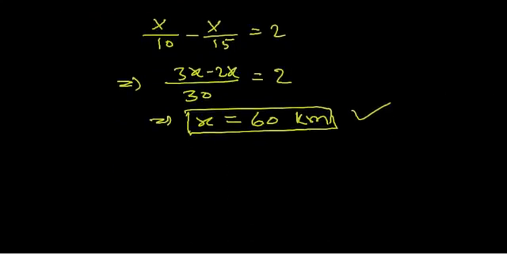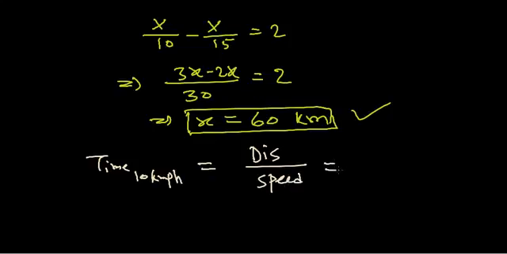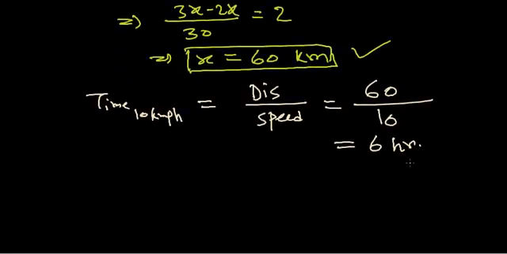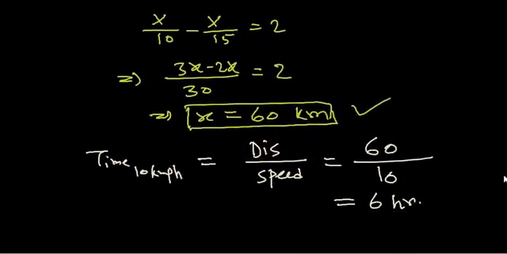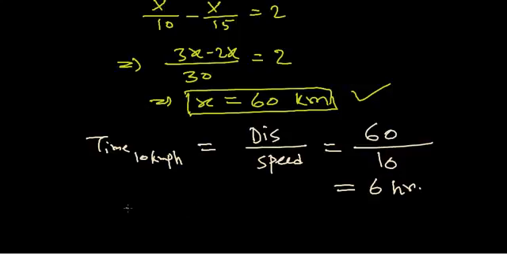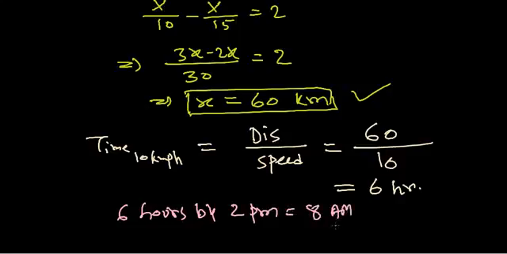Now that we know this, we can get the time taken. We can easily calculate the time taken if we use 10 kmph, which is distance over speed. The distance is 60 km and the speed is 10 kmph, so 60 by 10 is 6. The time taken will be 6 hours. So Robert started the journey 6 hours before 2 p.m. Now here comes the most important point. Six hours before 2 p.m. is going to be 8 a.m., because 8 and 6 is 2 p.m.